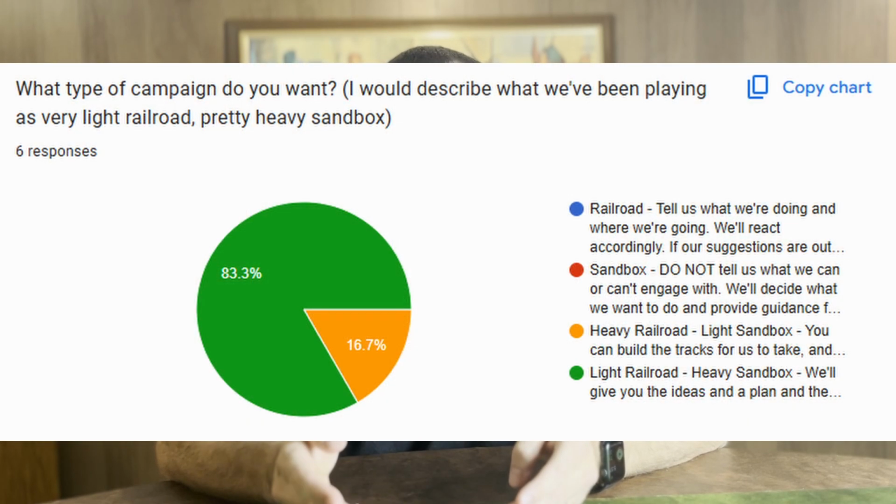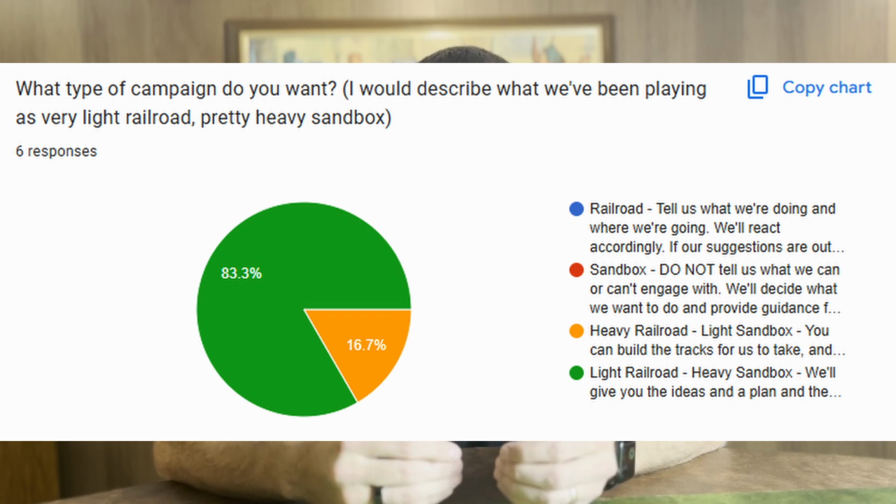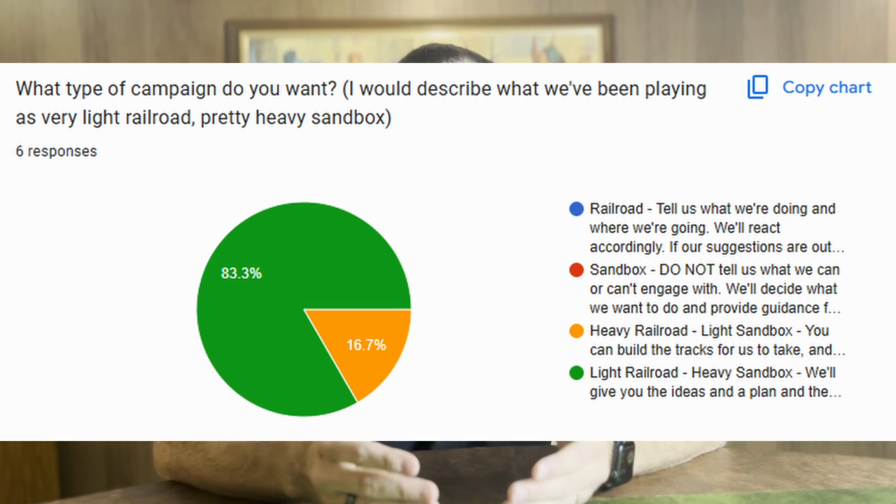So here I'm establishing where they're going to be starting the campaign, and I've already given them some direction, as that was recommended to me during the survey that I sent out, that they wanted a little bit of rails to get them started before they start making decisions for themselves.